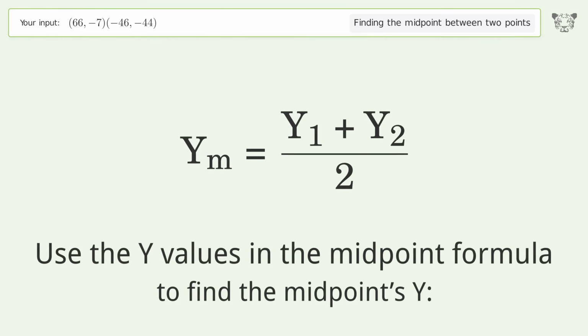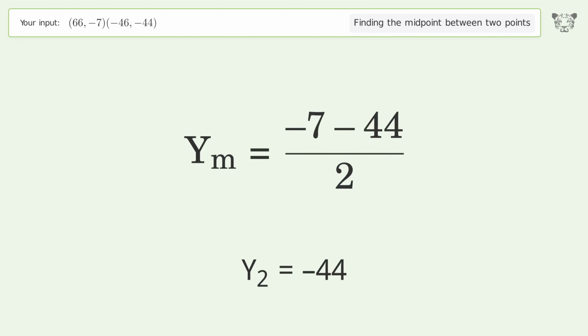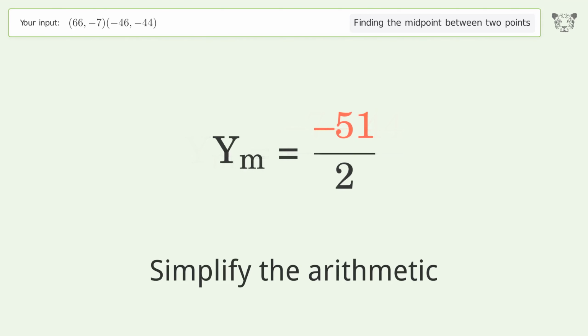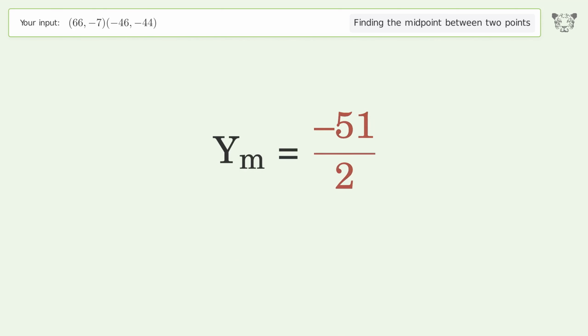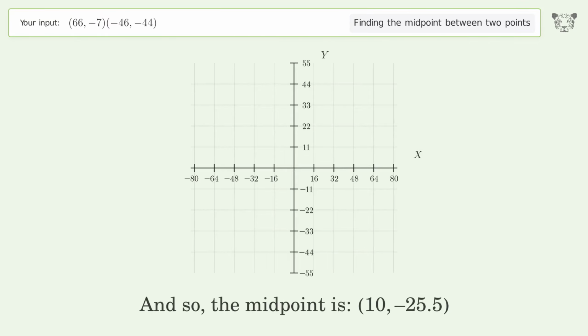Use the y values in the midpoint formula to find the midpoint's y. y1 equals negative 7. y2 equals negative 44. Simplify the arithmetic. And so, the midpoint is 10, negative 25.5.